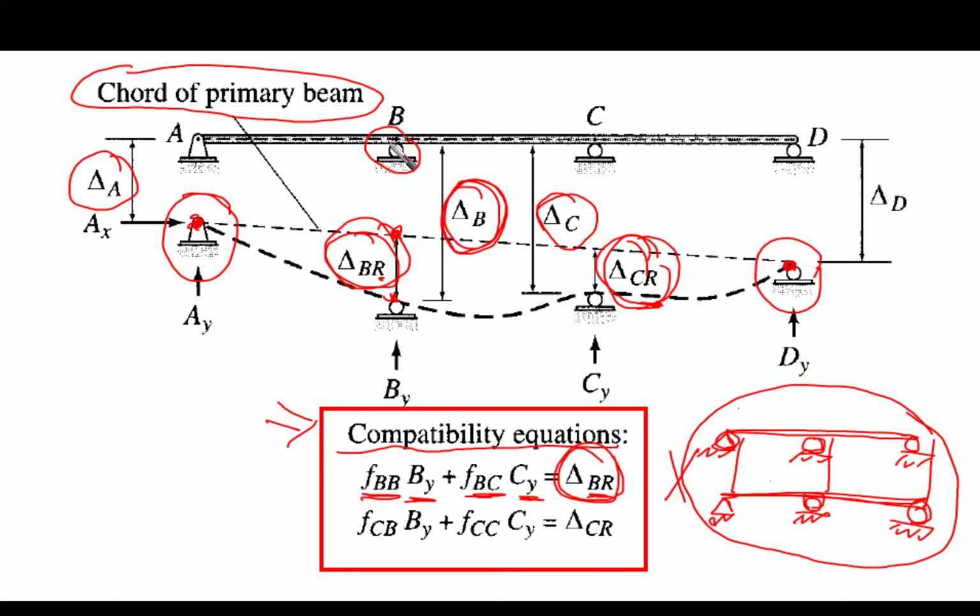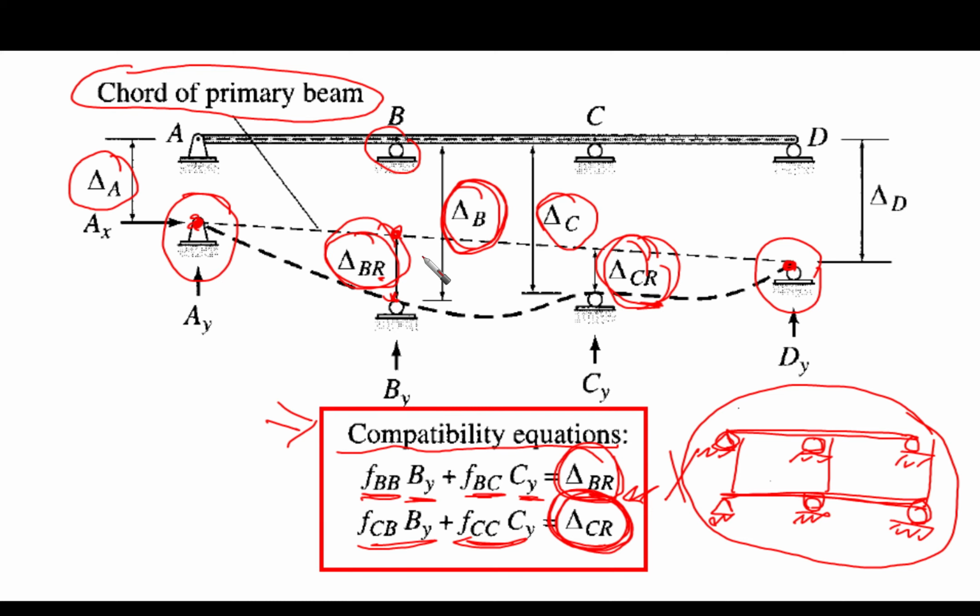Delta BR: if we're talking about B, we're going to talk about delta BR, not delta B. And if we're going to talk about point C, we're not going to talk about delta C, but delta CR. So this is the compatibility equation. The left-hand side is the same as we know. But the right-hand side, this is the important thing, which is delta CR. It is the relative displacement, the relative settlement.